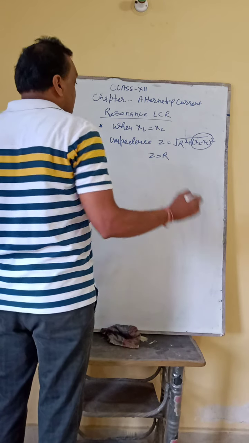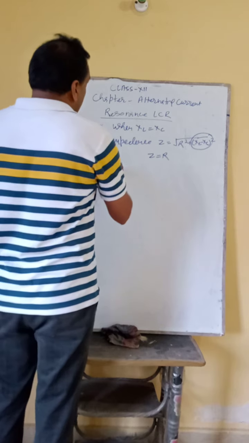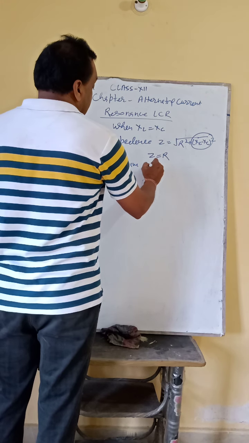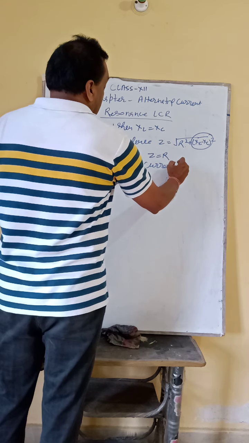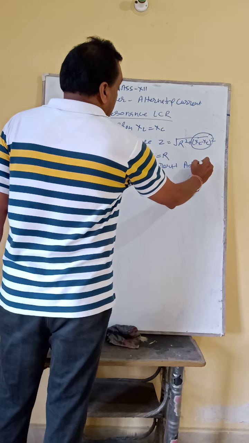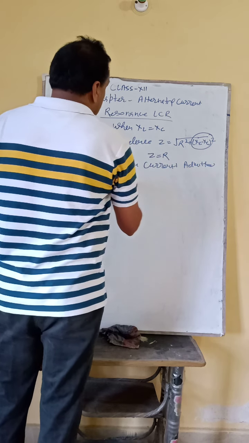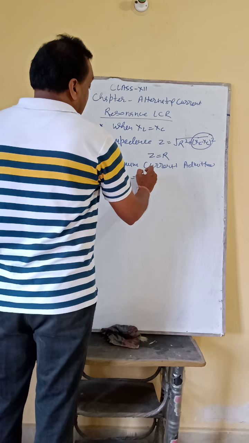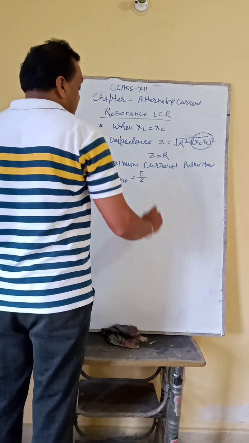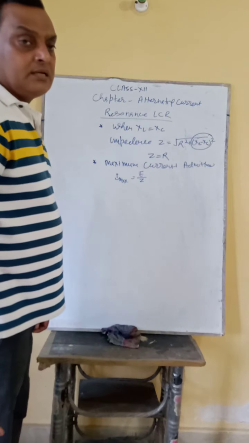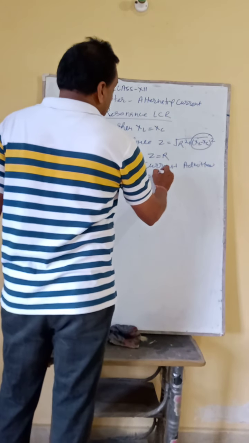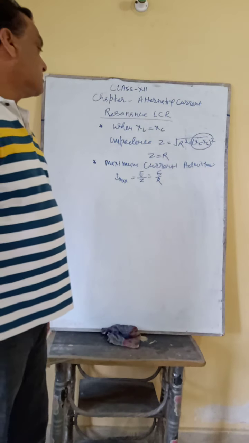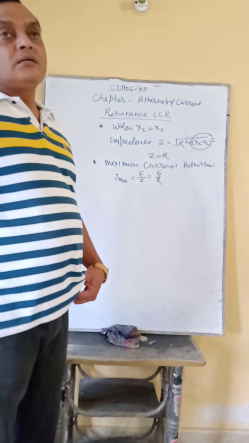This is the second condition. I told what are the conditions for resonance? Maximum current is admitted. So if it is asked, the maximum current I max in such a case will be the net EMF E by Z, that is E by R. So this is the maximum current.